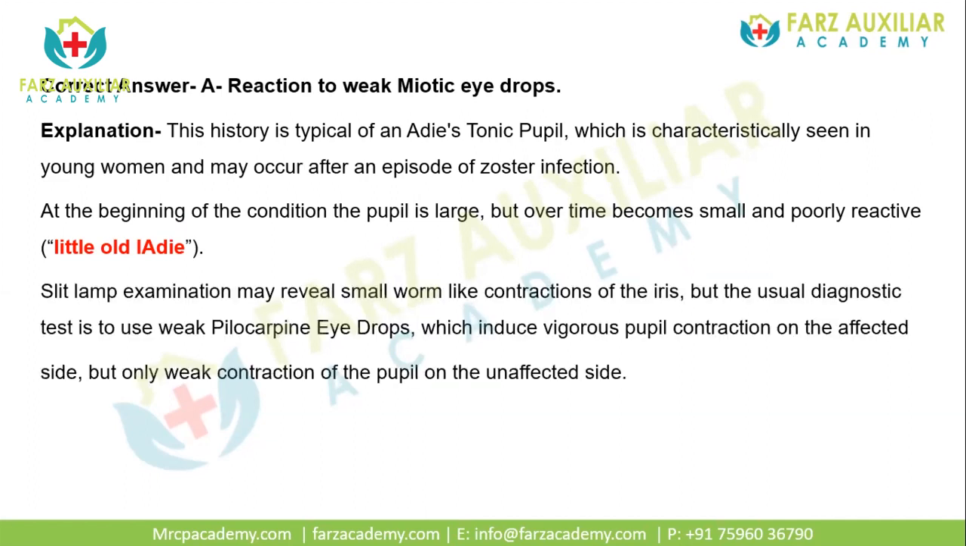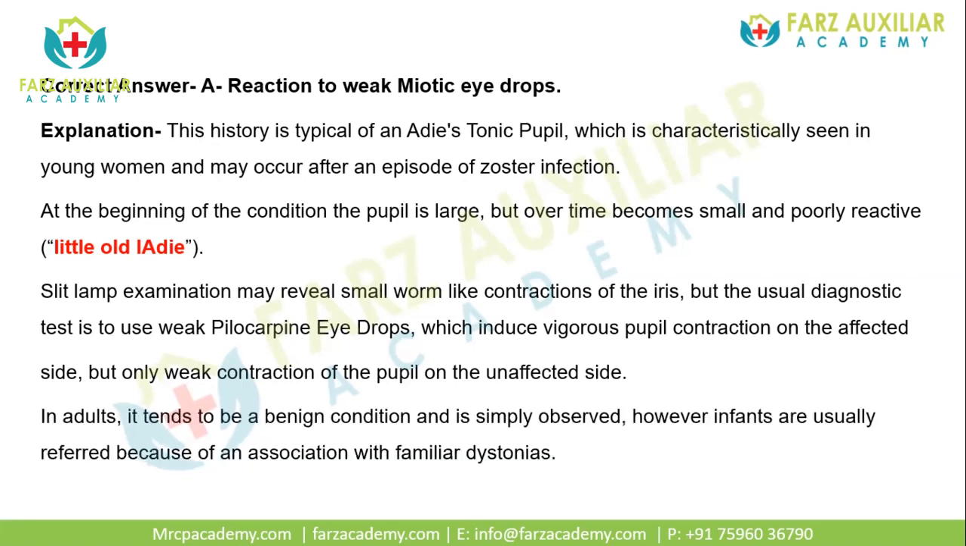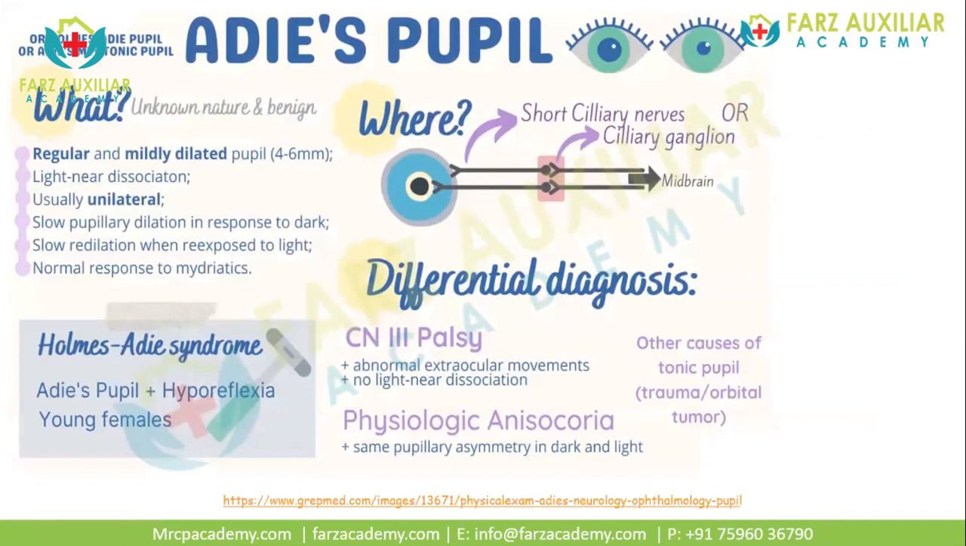On the slit lamp, you can see small worm-like contractions of the iris, which are in segments, but the diagnostic test is weak pilocarpine eye drops, which induce vigorous pupil contraction on only the affected side and only weak contraction on the unaffected side. In adults, it tends to be benign and is simply observed. However, infants are usually referred because of an association with other familial dystonias. So it's an interesting case. This is just a little summary of the what, where, and what's the differential diagnosis.